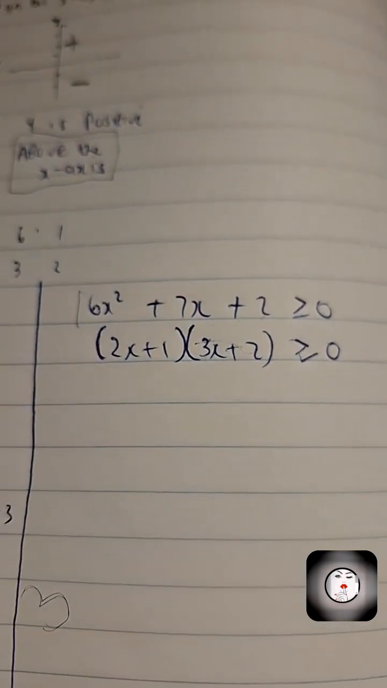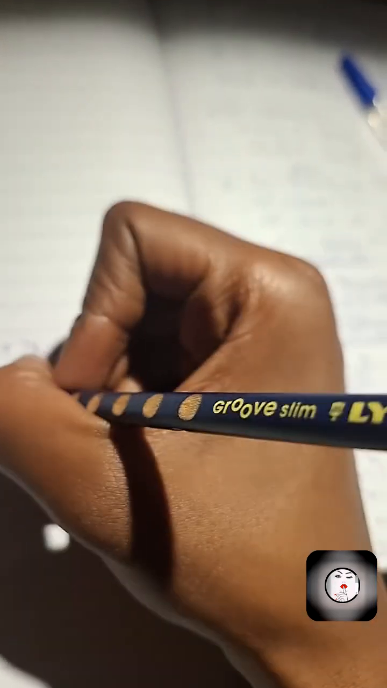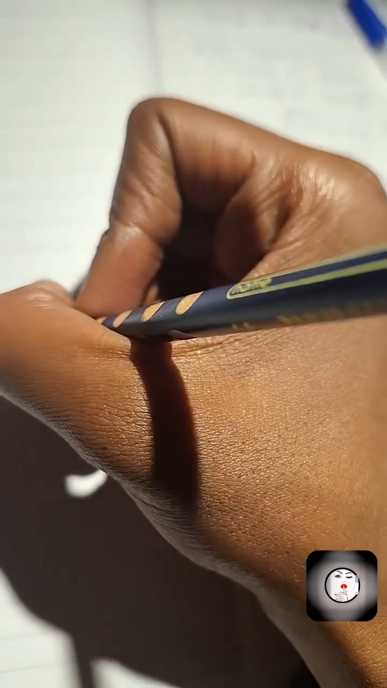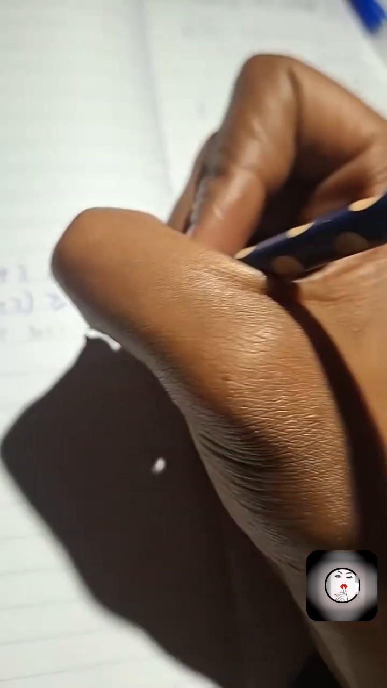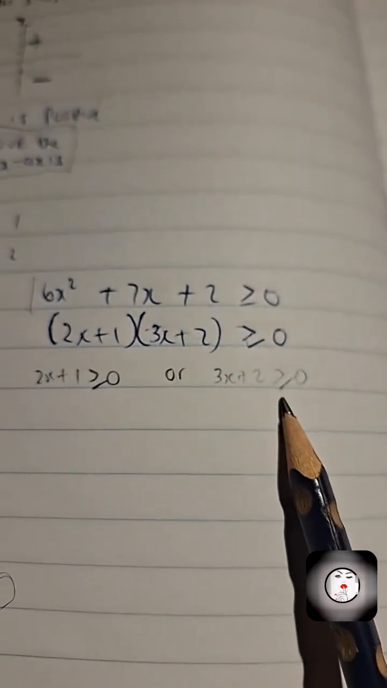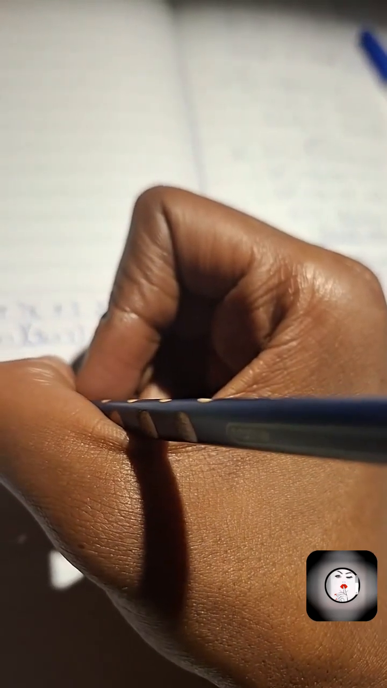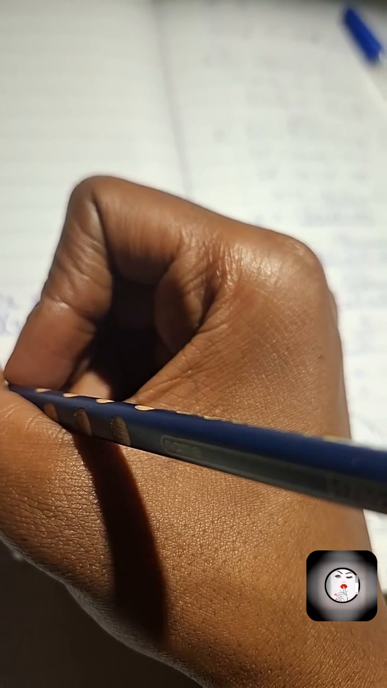Then after that, I said 2x plus 1 is greater than or equal to 0, or 3x plus 2 is greater than or equal to 0. So for both, you said equal to 0. Yes. Then I said 2x is equal to minus 1. So it's equal, not greater than. Yes, 2x is equal to minus 1.